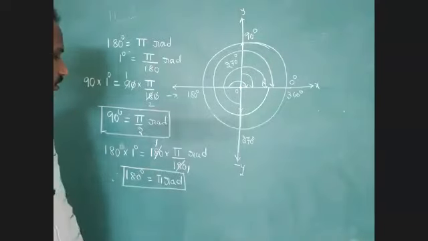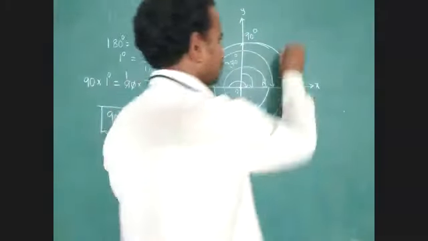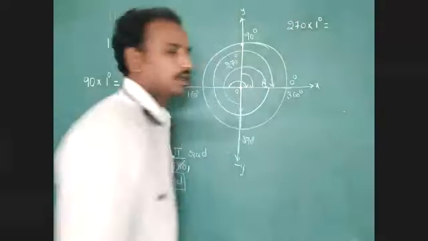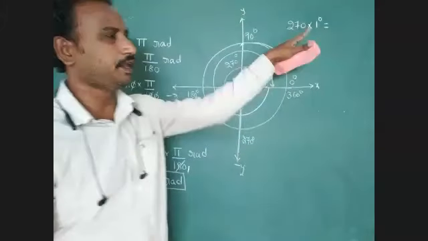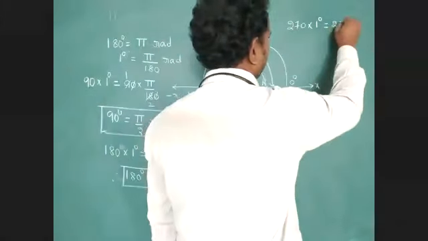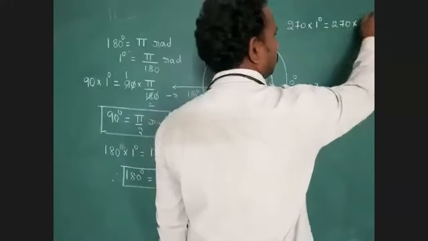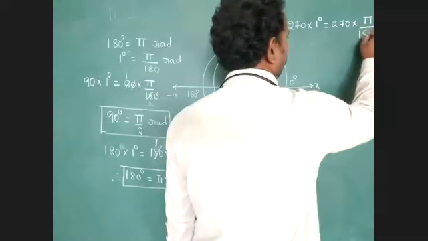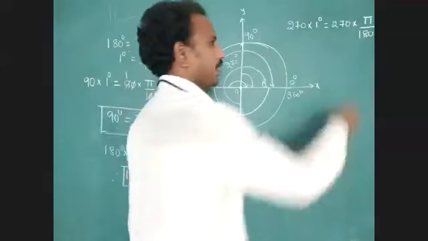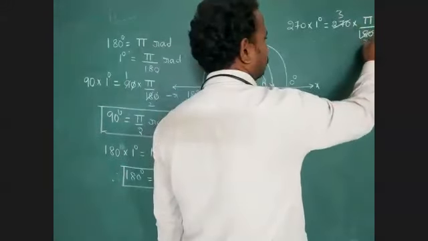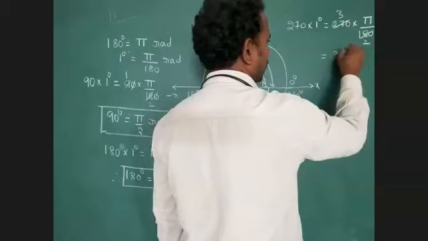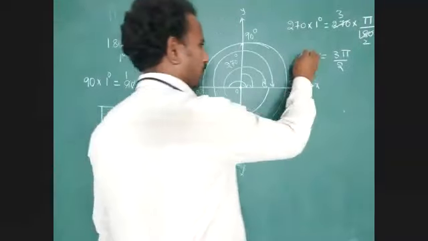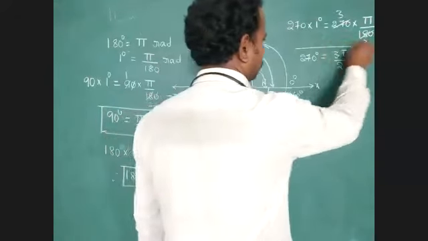Next we have to find out 270 degrees. 270 degrees means 270 into 1 degree. The value of 1 degree is pi by 180. Here 90 goes 3 times, 90 goes 2 times. That value is equal to 3 pi by 2. So 270 degrees is equal to 3 pi by 2.